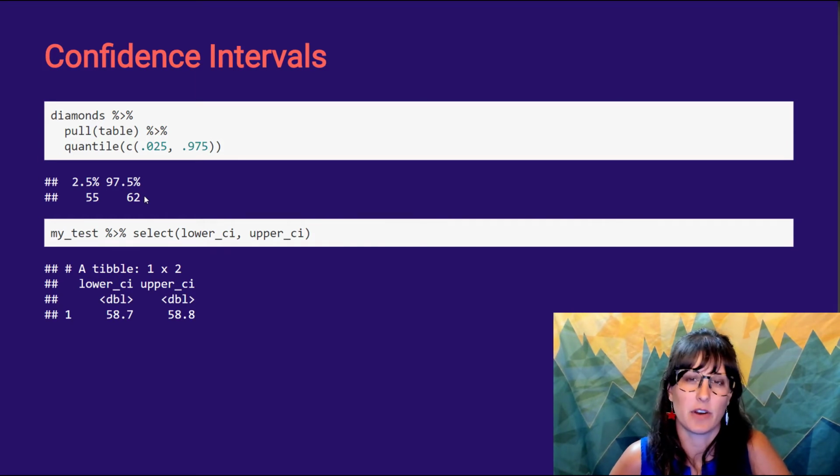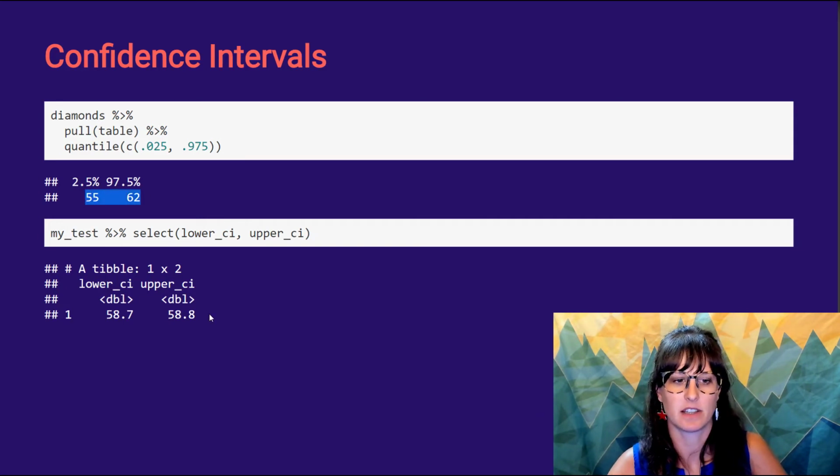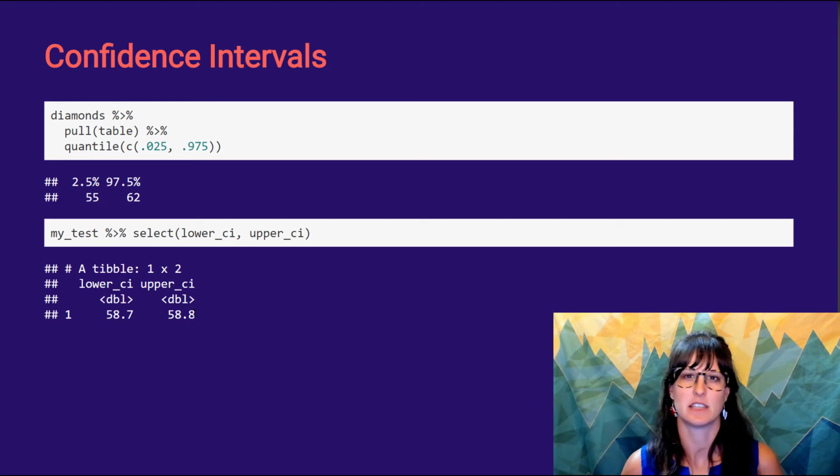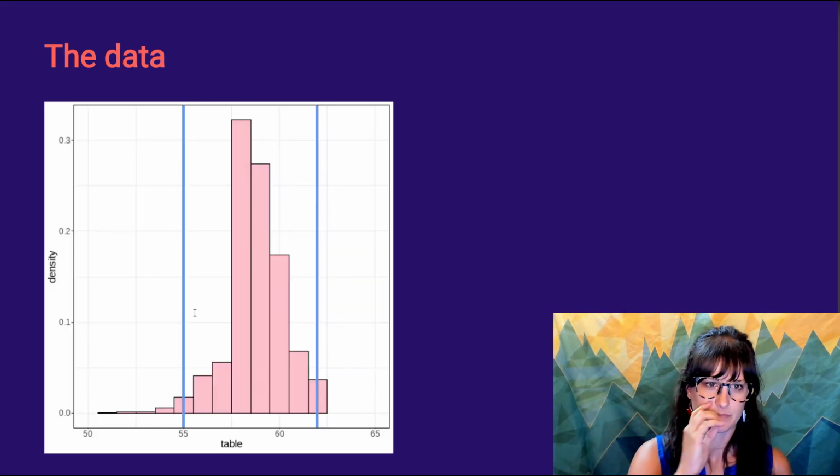We got this very narrow window, 58.7 to 58.8. Those are really different, right? This range here is much larger than this range. So something went wrong here. Well, not wrong, but something went different in these two steps. Let me show you what happened.